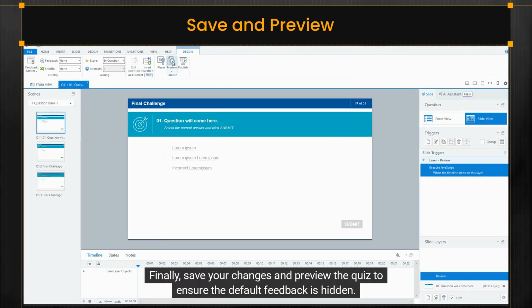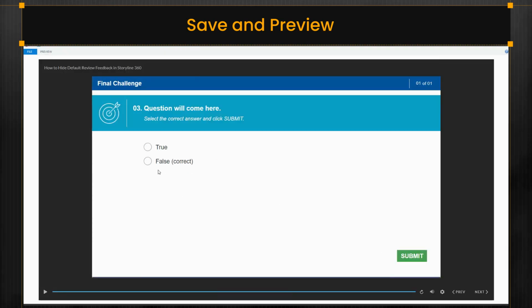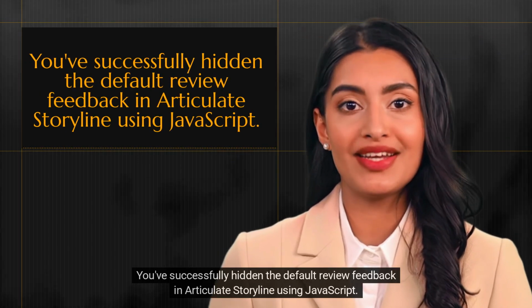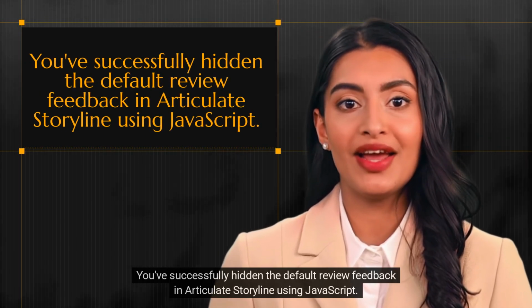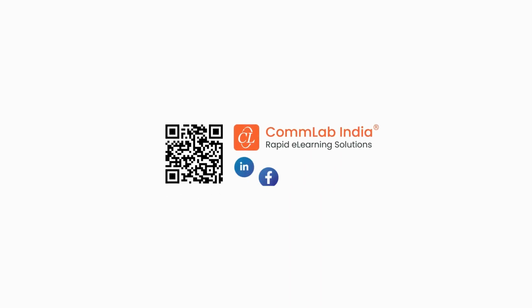Finally, save your changes and preview the quiz to ensure the default feedback is hidden. And that's it! You've successfully hidden the default review feedback in Articulate Storyline using JavaScript. Thanks for watching.